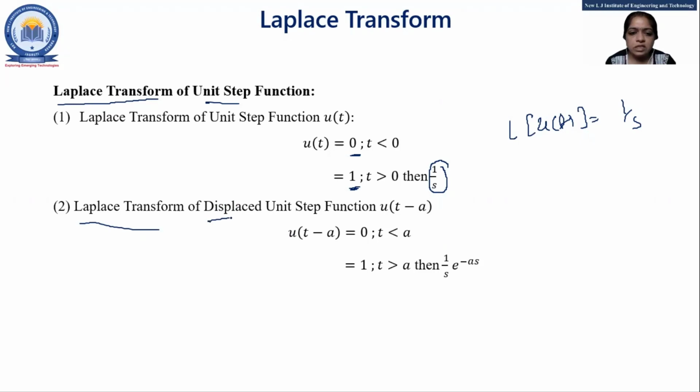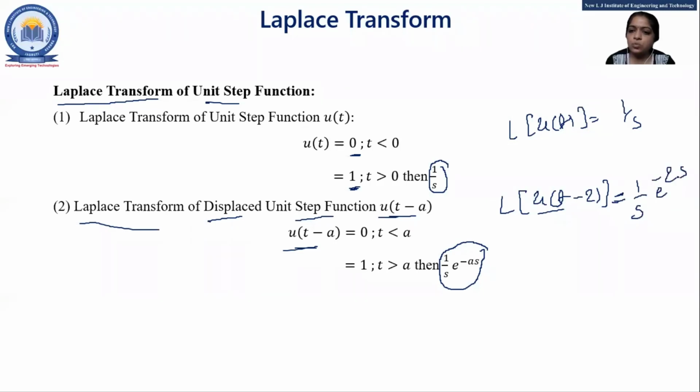The Laplace transform of the displaced unit step function u(t minus a) is 1 upon s e raised to minus as. Suppose Laplace of u(t minus 2). So see, compare these two functions. In this case, your a is 2. So your answer is 1 upon s e raised to minus 2s.